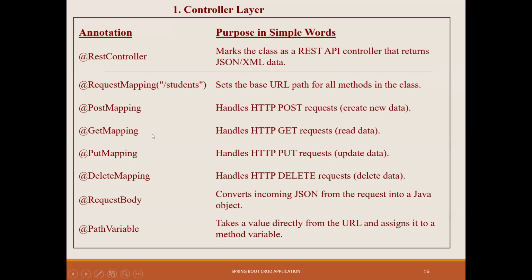Next one, @GetMapping handles HTTP get requests to read a record from the existing table. Next one, @PutMapping handles HTTP put requests that are used to update the record. @DeleteMapping handles HTTP delete requests to delete the record. Then @RequestBody. This will convert incoming JSON from the request into a Java object. The conversion from JSON to Java is known as deserialization. Next one, the use of @PathVariable that takes a value directly from the URL and assigns it to the method variable.